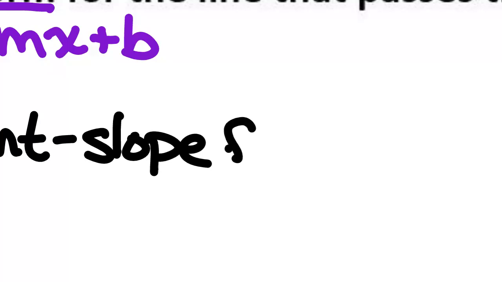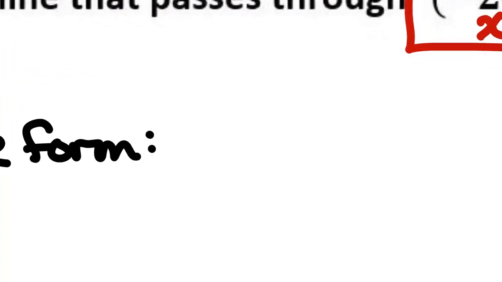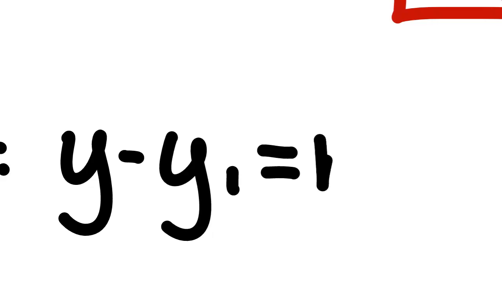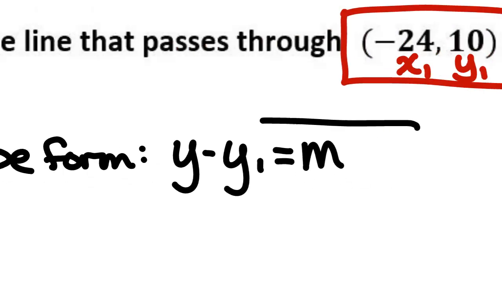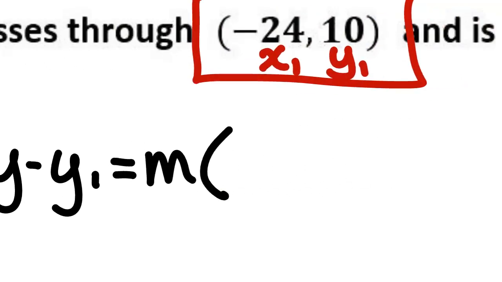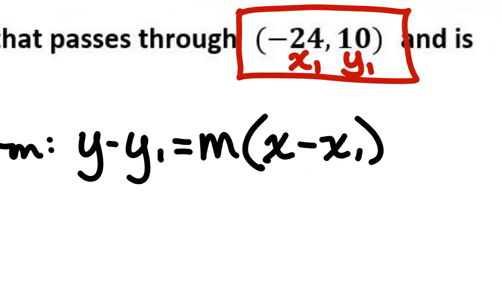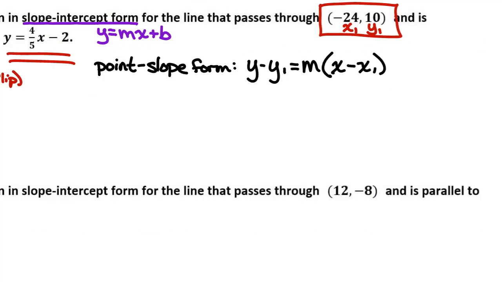If you want this on the final exam, it needs to be on your cheat sheet. Point slope form is y minus y1 equals m (x minus x1). Again, I'm not giving you any formulas at all on the final exam. So if you want any of the forms or formulas, you need to make sure that they are on your cheat sheet.